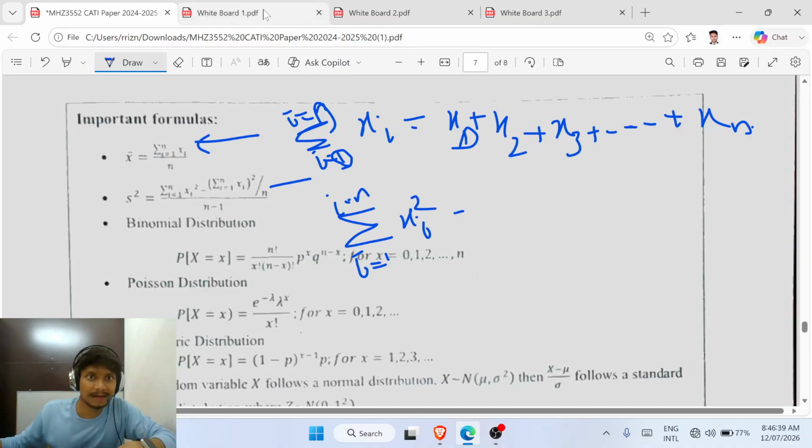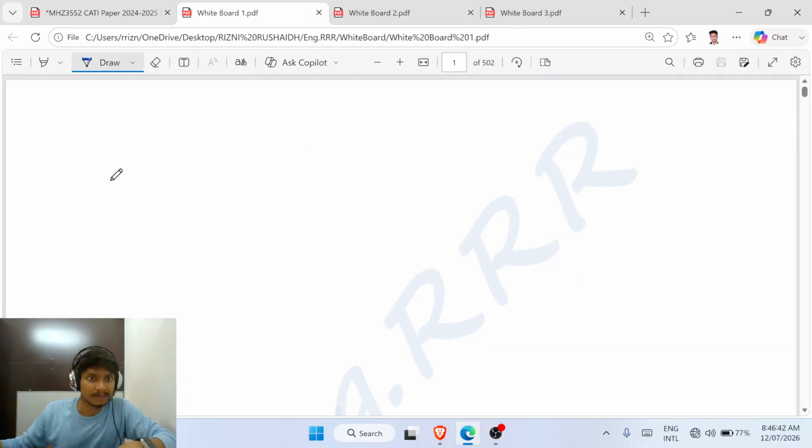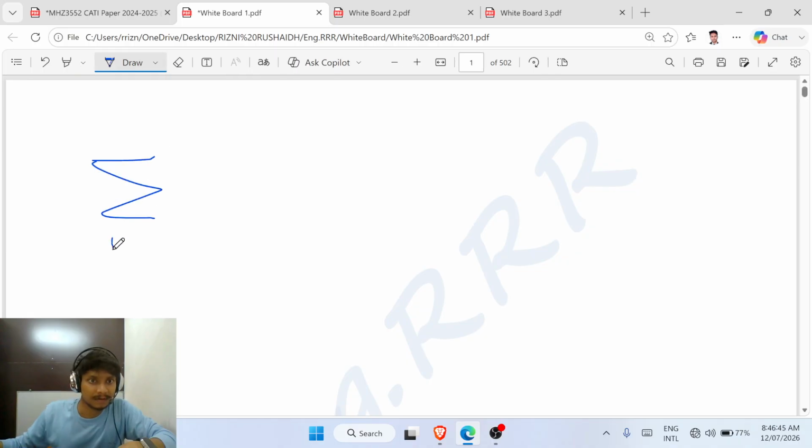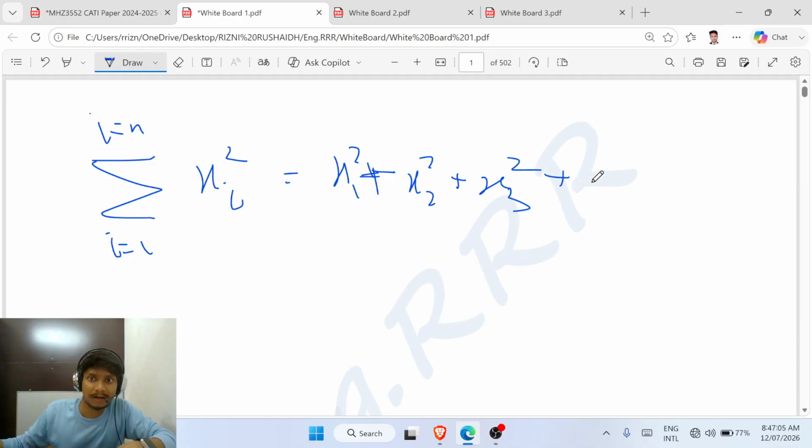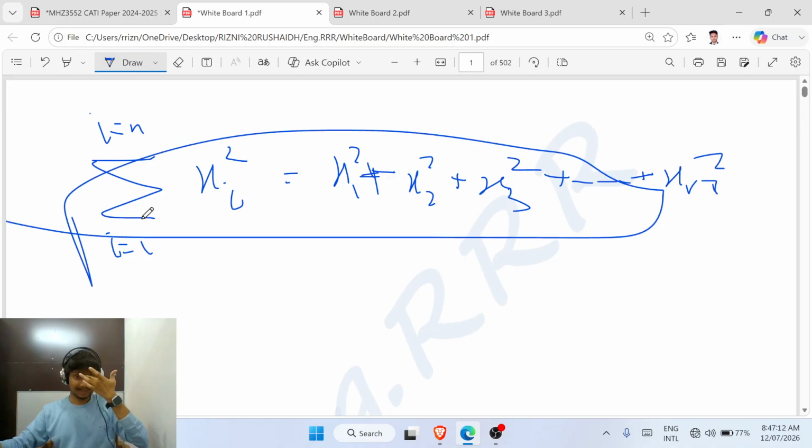I will write it again. Sigma i is equal to 1 to n of xi square is equal to x1 square plus x2 square plus x3 square, and it will go till xn square. This is the meaning. We can say this in many ways. This is one method.